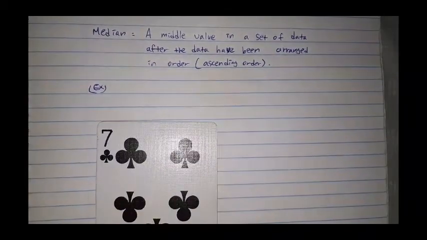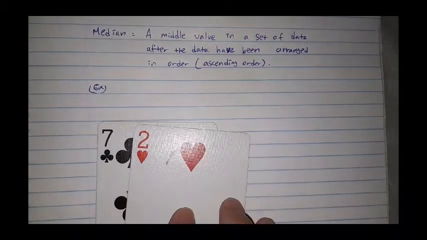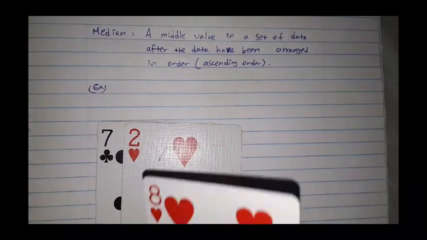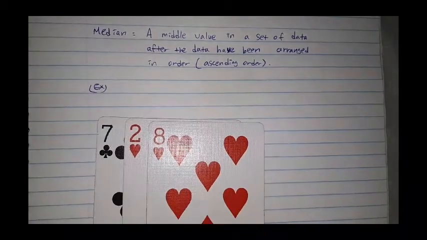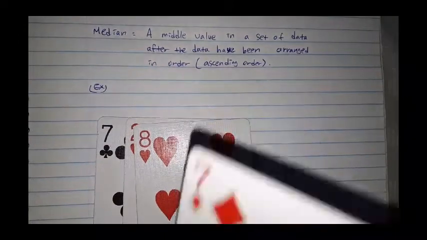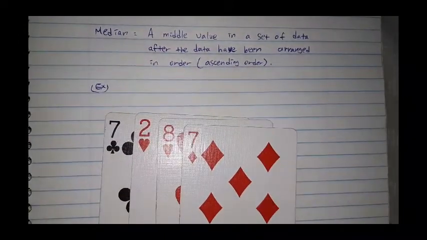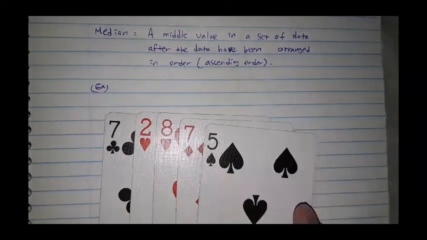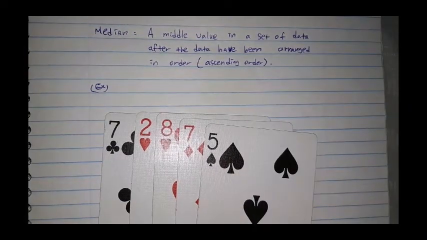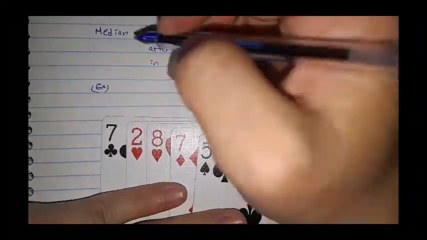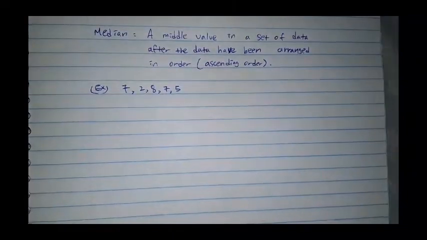Queen, that's a head card, that's excluded. Okay, 7. J excluded. 2. I'm going to use 5 data. 8. What do you know? 7 again. 5. So I'm going to write down this order: 7, 2, 8, 7, 5. I have these sets of data.